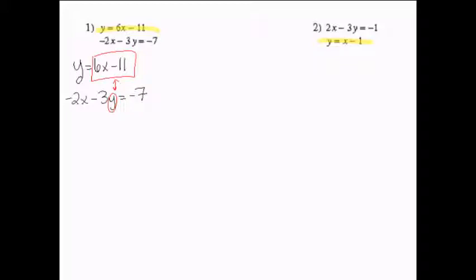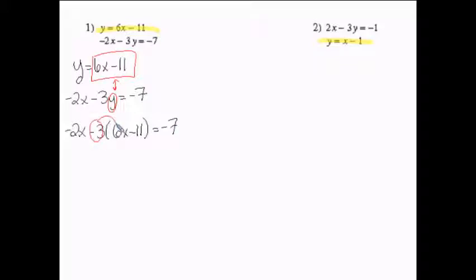So instead of having -2x minus 3y, I'm going to take the y out, and I'm going to put 6x minus 11 in. The reason we do this is because I have to only have one variable. I can't solve for 2 variables at the same time. I can only solve for 1 variable at a time. So this effectively gets rid of the y's. Now I only have x. I can solve for x.